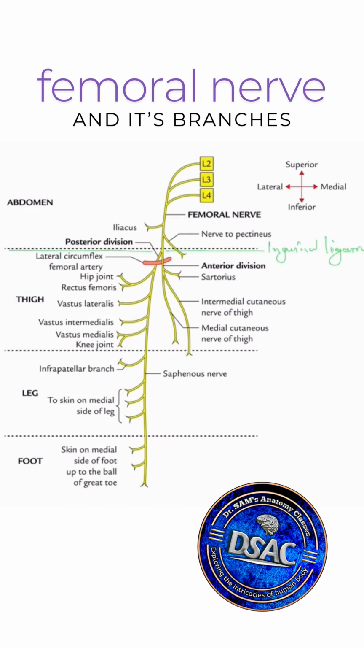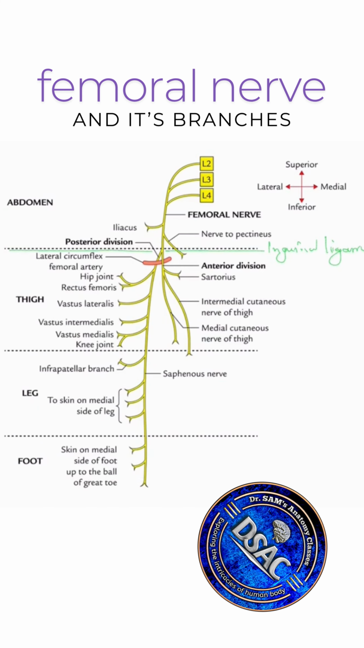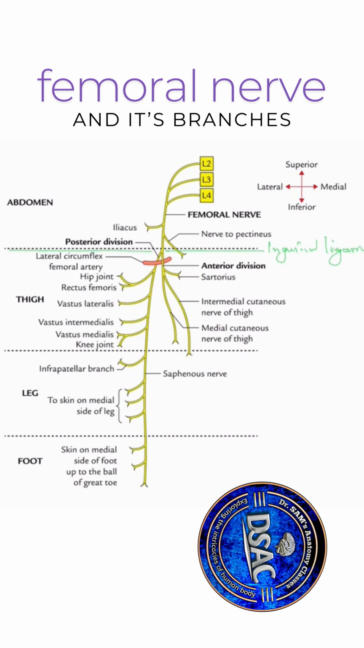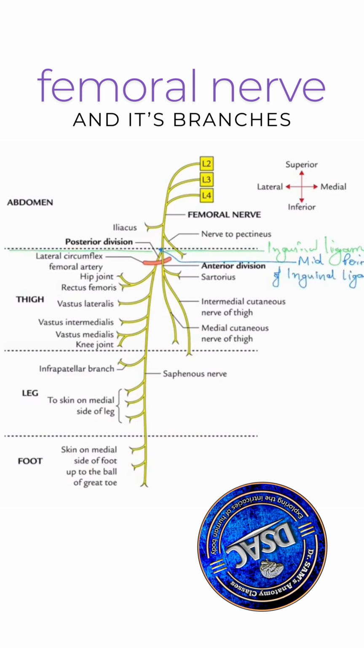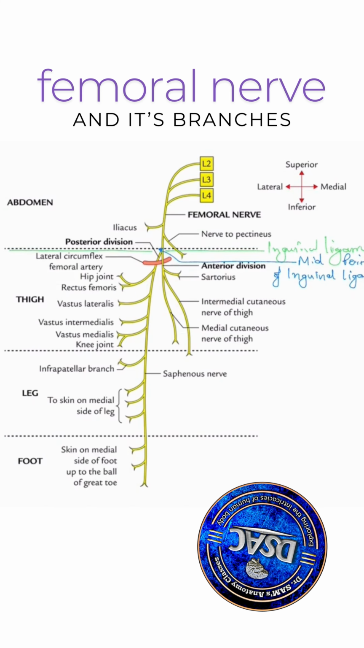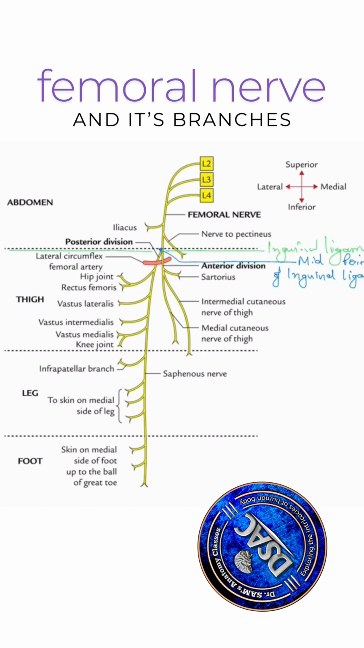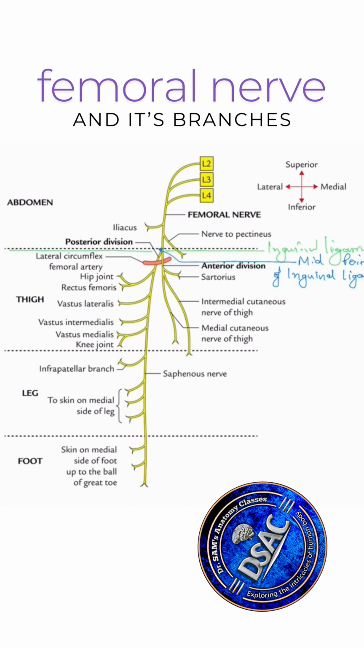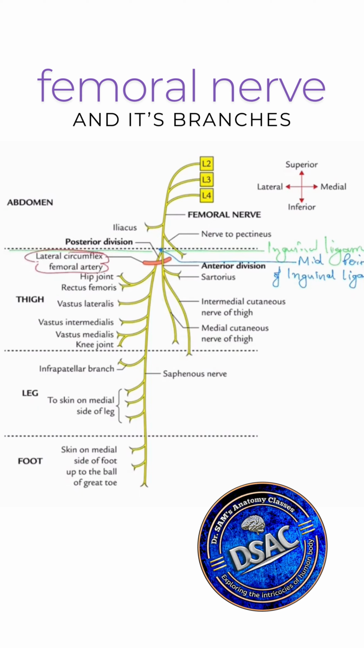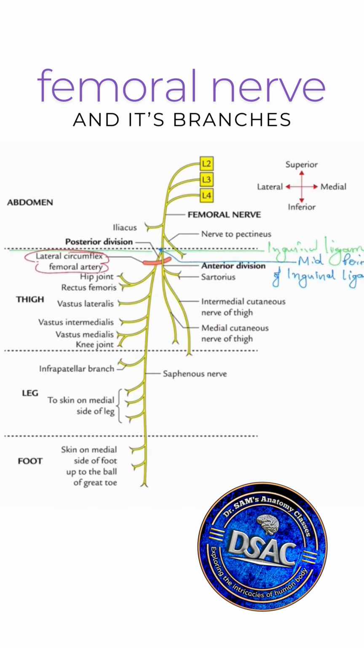Then around 2.5 centimeters below this point from where it enters into the thigh, a point called the midpoint of the inguinal ligament, the femoral nerve divides into its two divisions, anterior and posterior, as you can see in the image. They are split across the lateral circumflex femoral artery. The anterior division descends anterior to this artery and the posterior division crosses behind this artery.